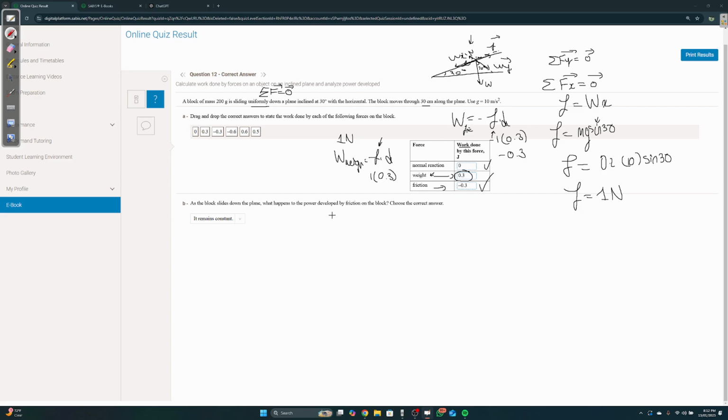As the block slides down the plane, what happens to the power developed by friction on the block? We're moving uniformly. The work done is not being changed. Okay, so power is equal to work over time. Since we're moving uniformly, the power developed by friction remains constant.